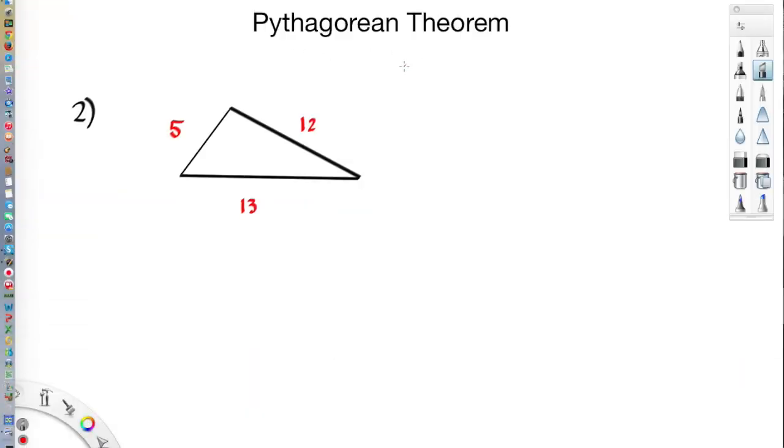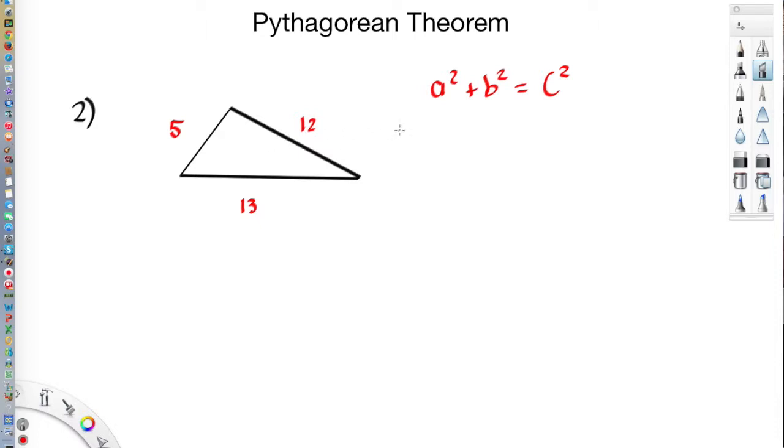Let's take a look at number 2 now. We're going to test number 2. Here's a triangle, and we need to test to see if it's a right triangle or not. If it's a right triangle, we should be able to plug this data into the Pythagorean Theorem, and it should be true. So, once again, we know it's a squared plus b squared is equal to c squared, which is the hypotenuse.